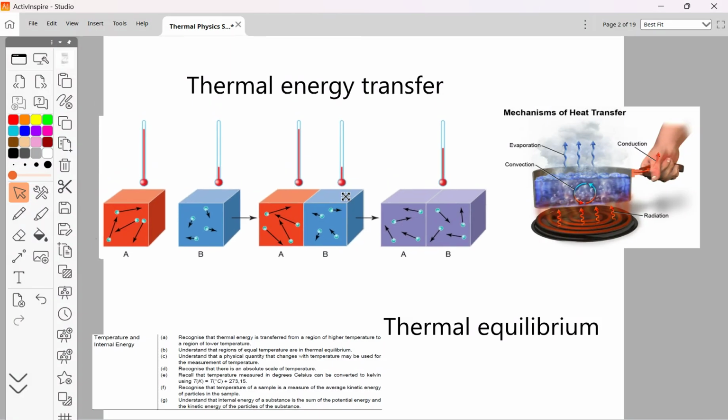Please don't just talk about heat. You can say heat energy or thermal energy. When an object is in thermal equilibrium, it means that it's at the same temperature. But to get there, energy is always going to go from the hotter object to the colder object. So the object that has more thermal energy towards the object that has a lower thermal energy. So it's thermal energy that is transferred.